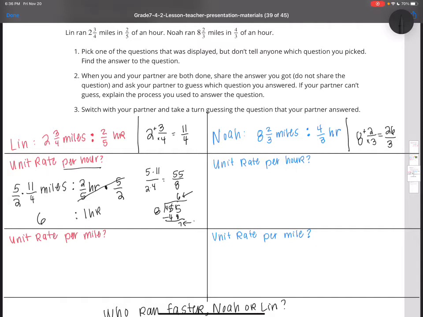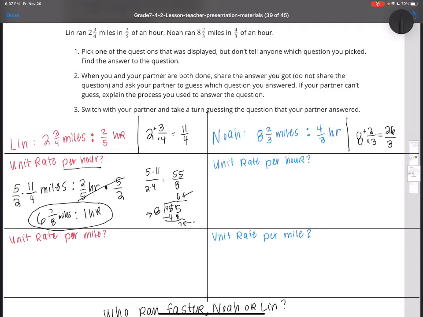This is the remainder, which is the numerator, 7. And the denominator would be the number that divided into the dividend, I guess, miles. Okay? So 6 7/8 miles in 1 hour. I'm going to circle that so it could be more pronounced. All right? That's Lynn's unit rate per hour. Okay? Now, let's look at Noah's unit rate per hour.